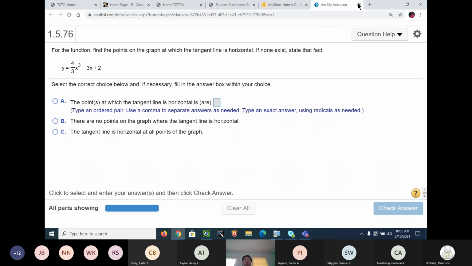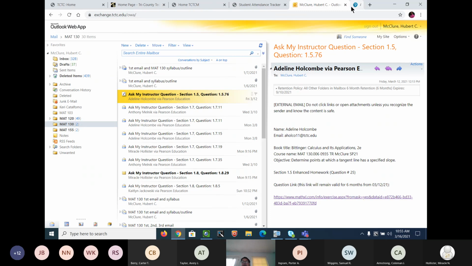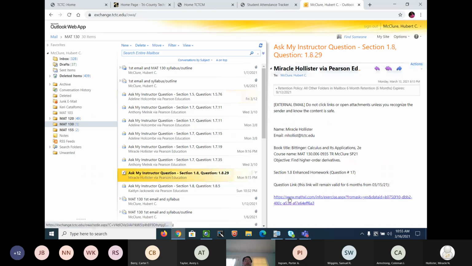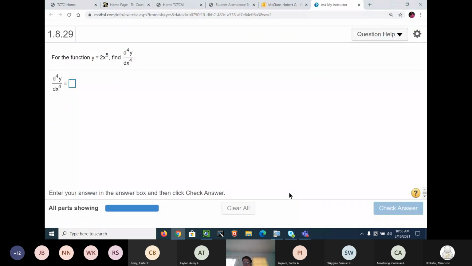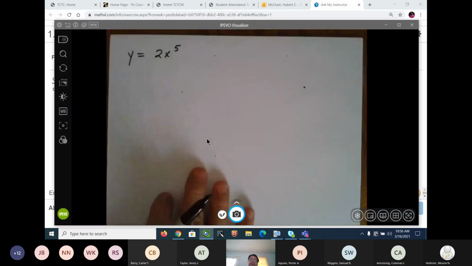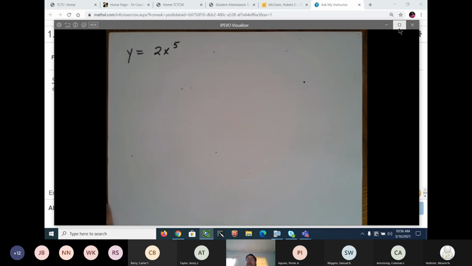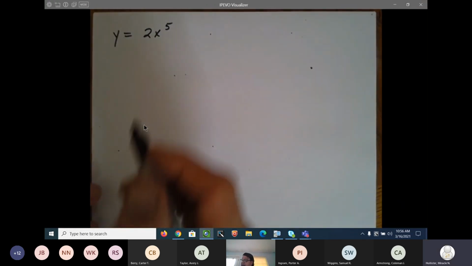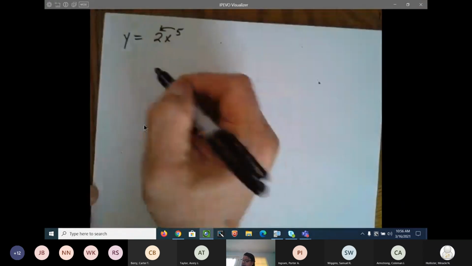Let's check this 1.8. This is probably first and second derivative. Let's see what it says. Yeah. Find the fourth derivative. I ain't never found the fourth derivative before. Y is equal to 2x to the 5th. Actually, this is a good test question from 1.8 because it's short and simple. Short and sweet.